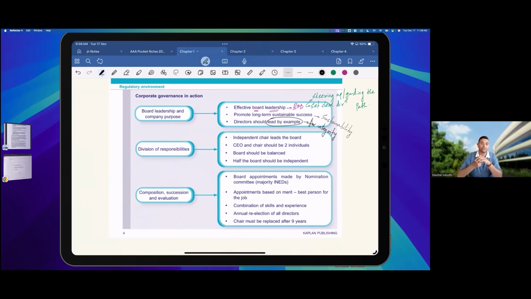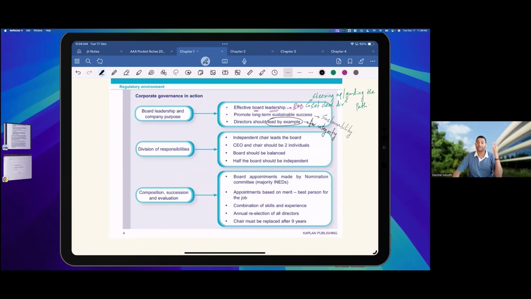Then comes your division of responsibility. That's again very important. When it comes to division of responsibility, they have to share the responsibility across others. It can't be that one person is going to take over the entire responsibility for driving the organization towards the sustainable goals and its long-term objectives. So division of responsibilities, right?